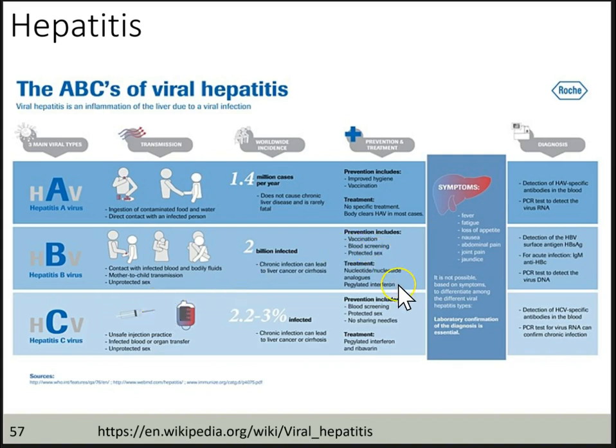So for example, hepatitis A does not cause chronic liver disease and is rarely fatal, but hepatitis C can cause chronic infection and can lead to liver cancer or cirrhosis. Hepatitis B can cause a chronic infection that can lead to liver cancer or cirrhosis as well. Prevention: there is a vaccine for hepatitis A and hepatitis B. There is not a vaccine for hepatitis C.